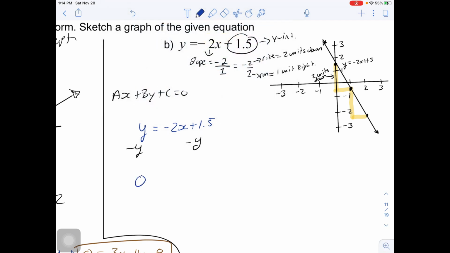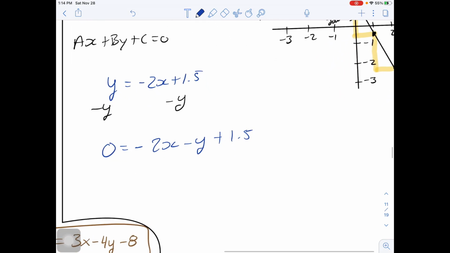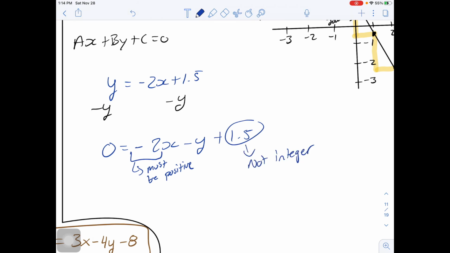So you'll end up getting 0 equals negative 2x minus y plus 1.5. Now here we have a few problems. First of all, my a value is negative, and it must be positive. And here, this is not an integer. So how do we deal with this?